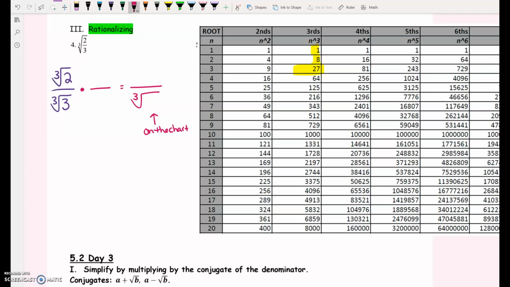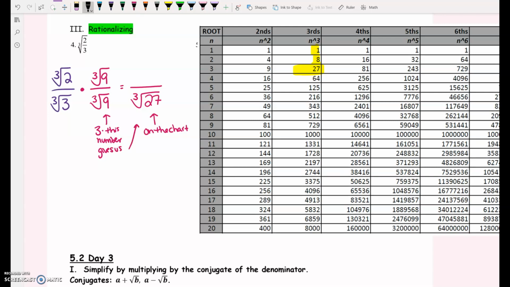I think so. So my goal here is I want to have the cube root of 27 on the bottom because I can do the cube root of 27. So 3 times what gives me 27? 9. We have to multiply the top and the bottom by the cube root of 9. 3 times this number gives us the number that is our goal.